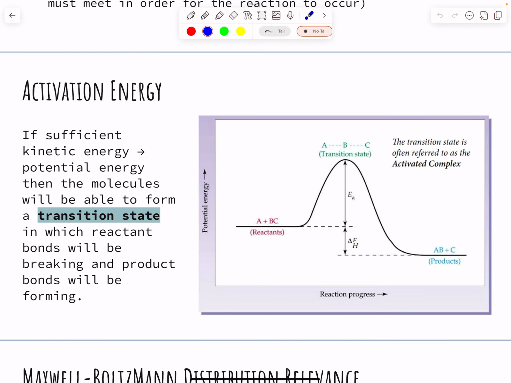So activation energy: if you've got sufficient kinetic energy to potential energy, then your molecules will be able to form what we call the transition state, in which the reactant bonds are broken and the product bonds are forming. If I'm looking at this graph over here to the right, this is my reactants, and this is where I'm starting at this particular potential energy. And then I go from here all the way up to what we call the transition state. And this is my activation energy, the energy that's required to get there. When I get there, this is where my bonds here are broken and these bonds are formed. And then we fall down to the potential energy of the product. Sometimes this transition state is also called the activated complex. So either one of those terms would refer to this spot at the top of the energy profile.